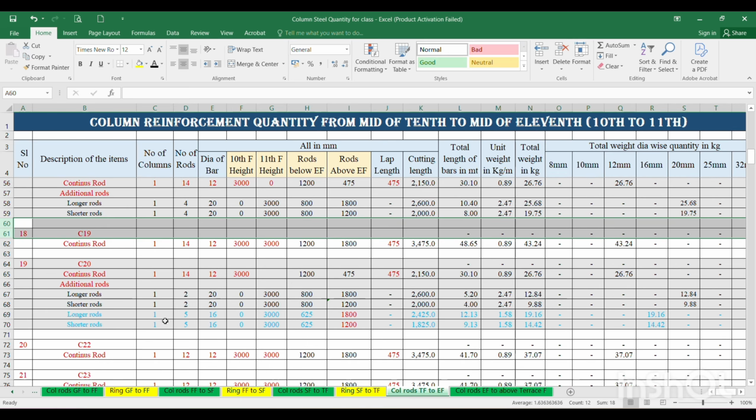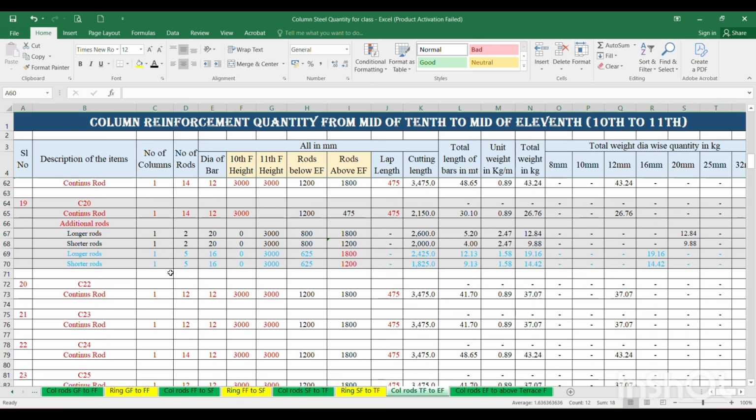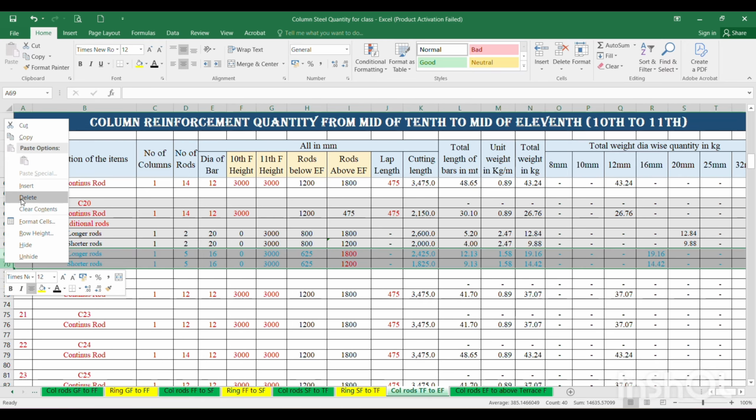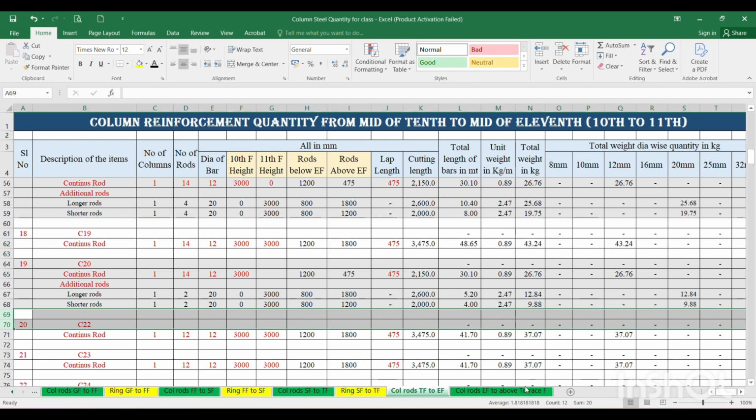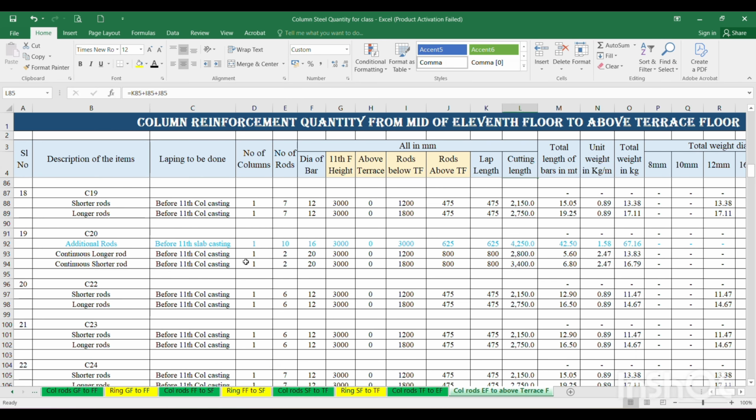You see, in the below slab level, if you go and see C20, here also these 2 numbers of 20 are already added over here, and here also I am taking out this 16 dia rod for the below slab level, and the same 16 dia I am adding over here. So you see, this is the additional rod before 11th floor slab casting. Total 10 numbers of rods at 16 dia, and those 10 numbers of 16 dia are added at the 11th floor level, and this rod is not going to above terrace, and rod below terrace floor is completely floor height, and this is the one anchorage length and one LD.